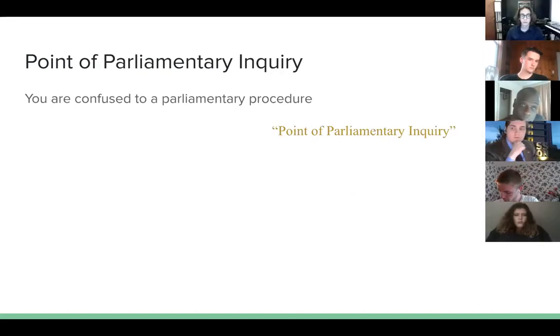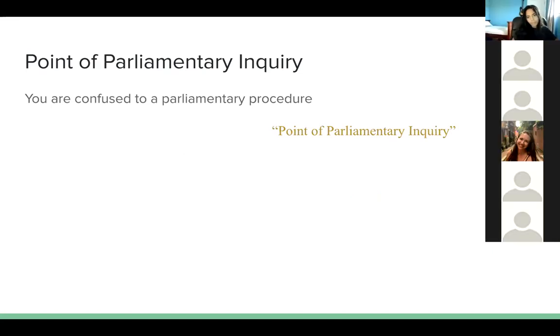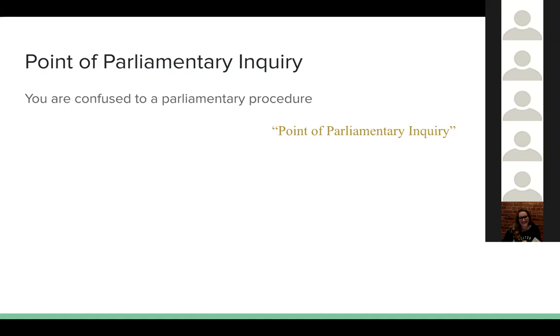And then the last is point of parliamentary inquiry, which is if you're discussing a motion, but you don't know how to proceed because you forgot part of Robert's rules, that's completely fine. You just say point of parliamentary inquiry and then ask your question. Similar to a point of information.